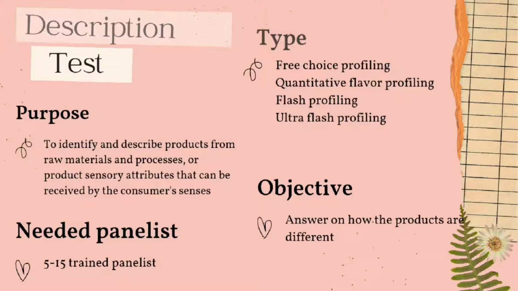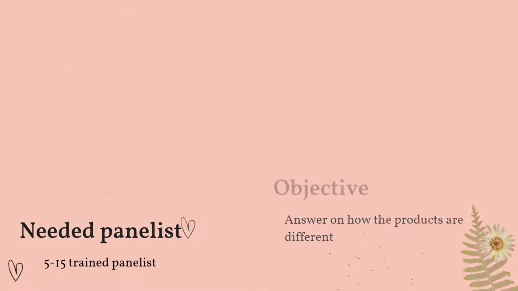The types of description tests are free choice profiling, quantitative flavor profiling, flash profiling, and ultra flash profiling. The objective of this test is to answer on how the products are different. Is it the taste or the smell, or is it something else?